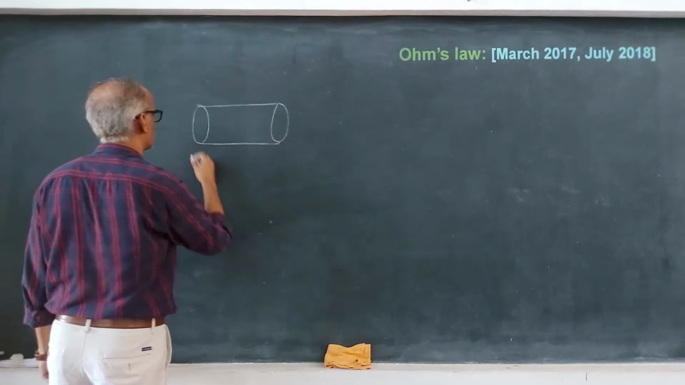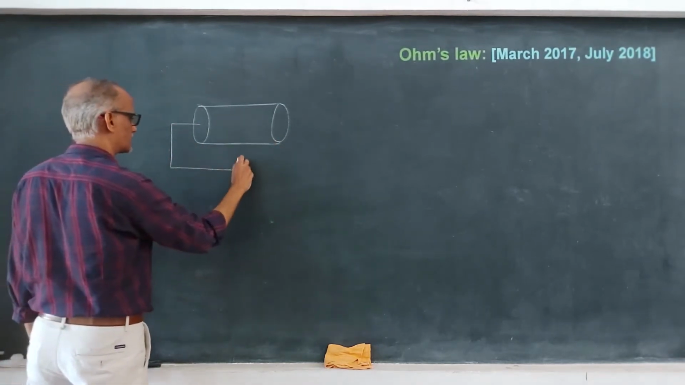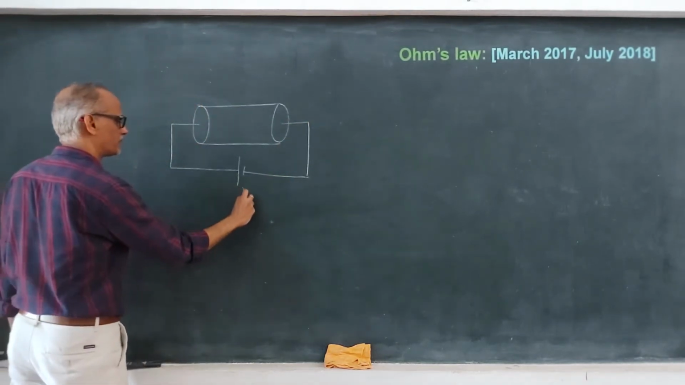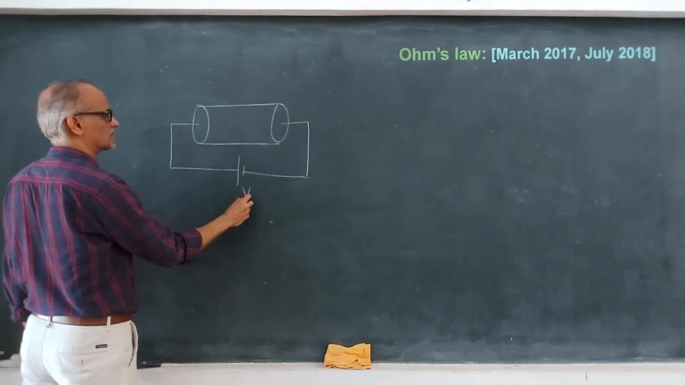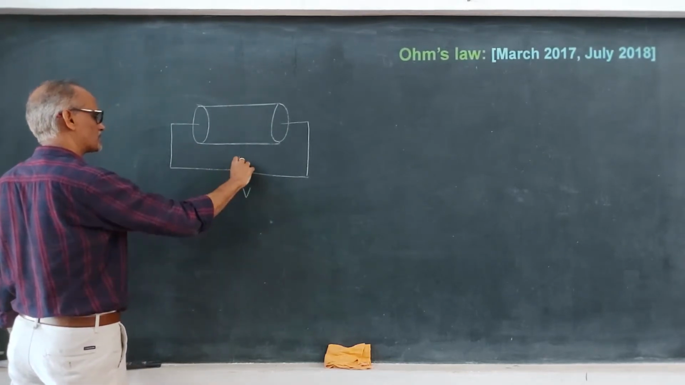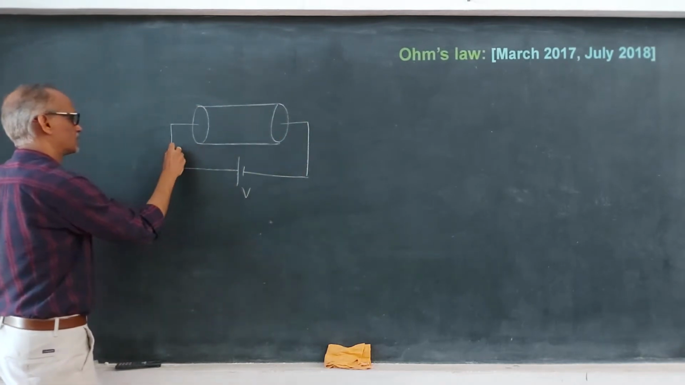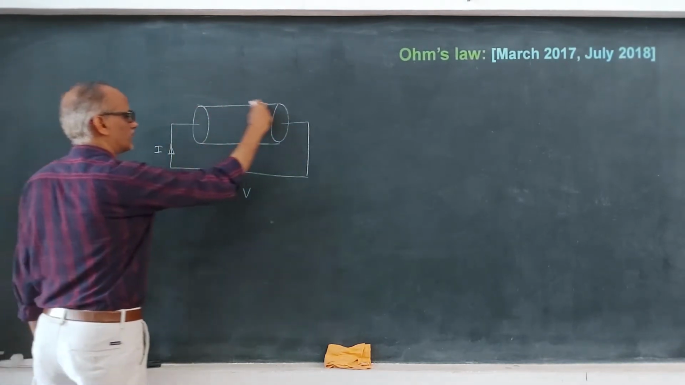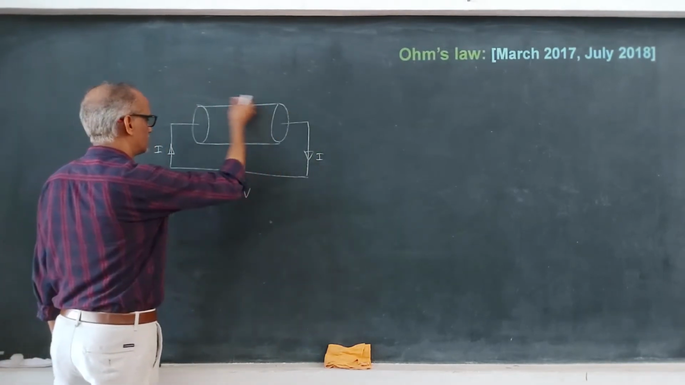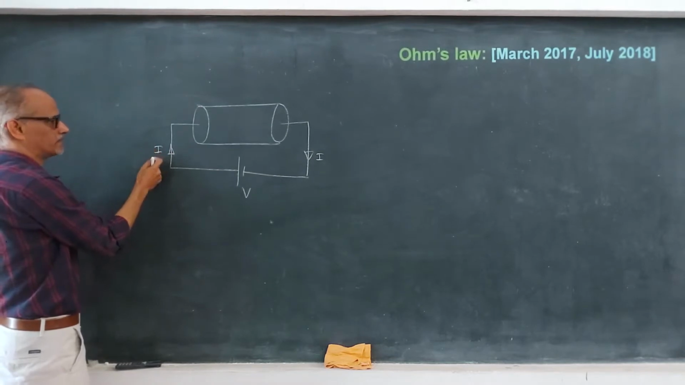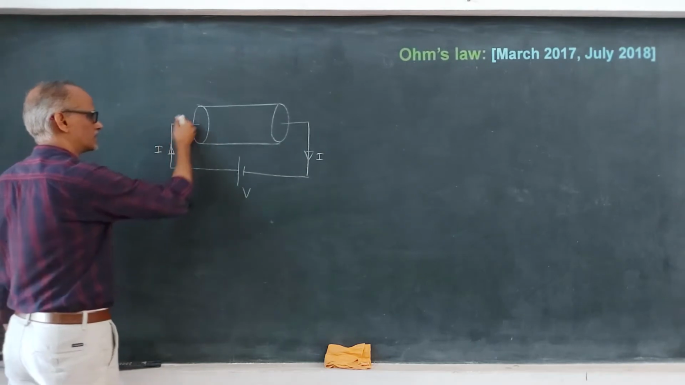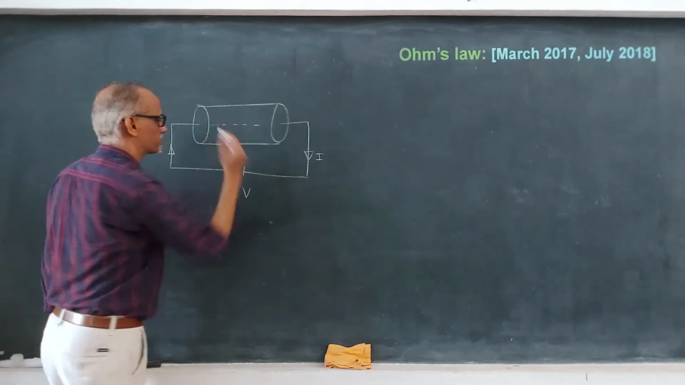we are going to consider a conductor connected to a battery. Let V be the potential difference across the conductor, due to which the current will always flow from positive to negative. This is called conventional current, always from higher potential to lower potential. Electrons will move from lower to higher, whereas the current, which is conventionally represented, goes from higher to lower through the conductor.